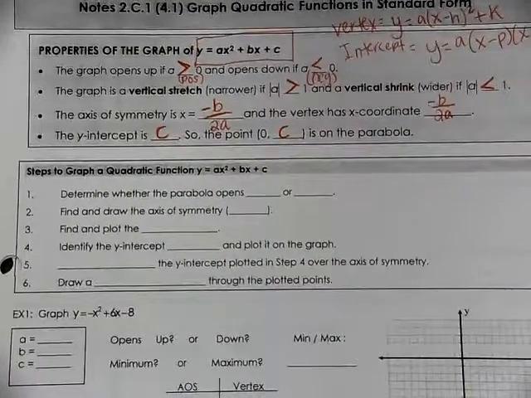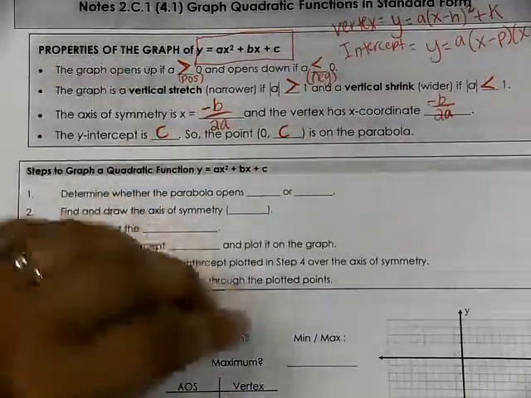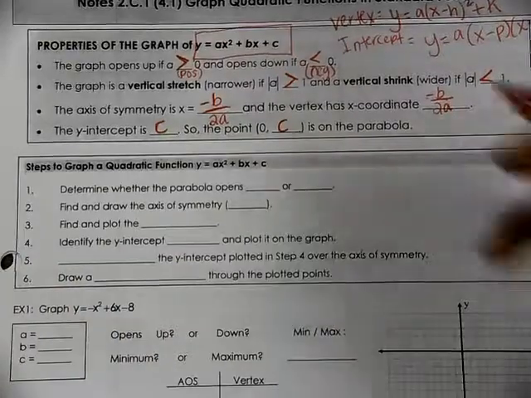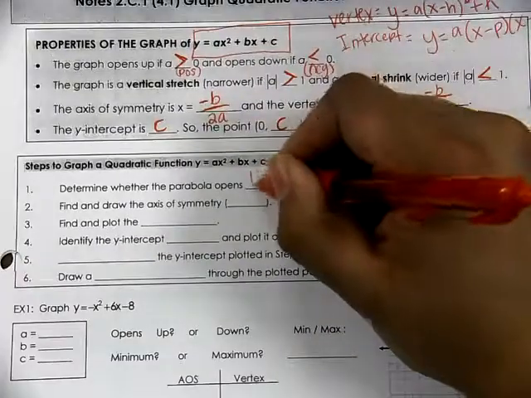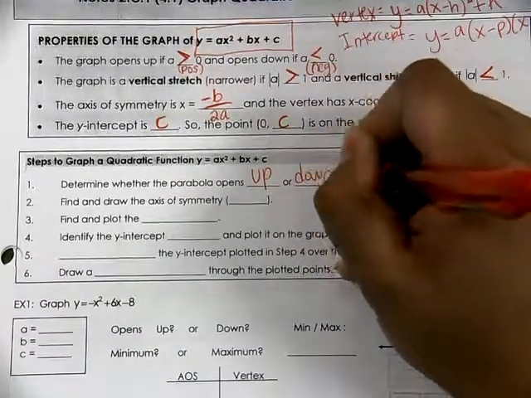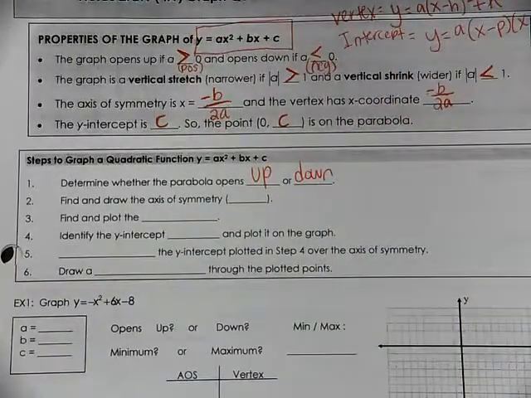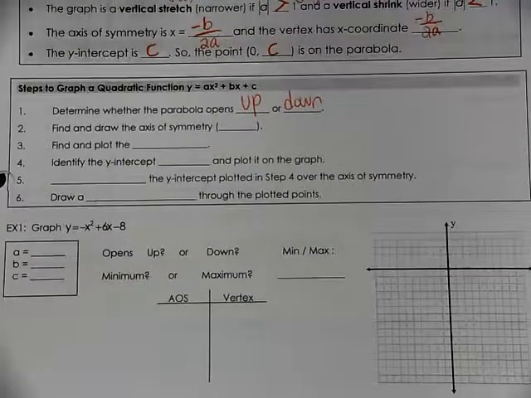So let's go ahead and now practice the steps that we're going to take. I'll write them down first, and then we'll jump into our first graph. So it says determine whether the parabola opens up or down. This is kind of like an optional first step, because some of you will probably still realize what it is doing, up or down.